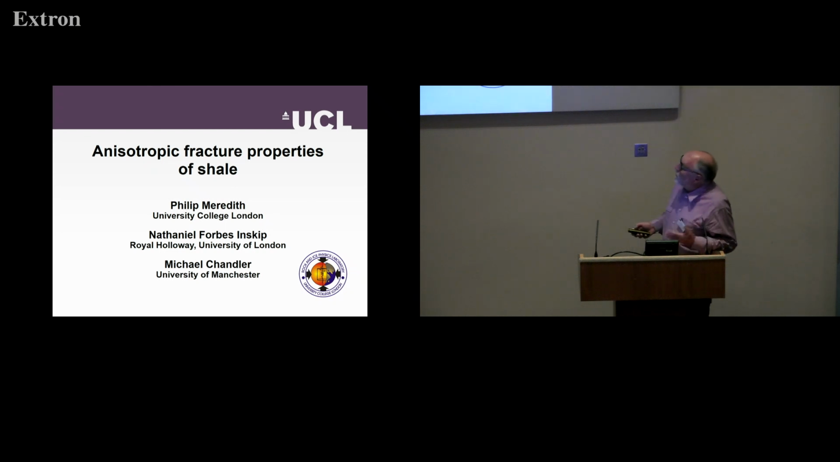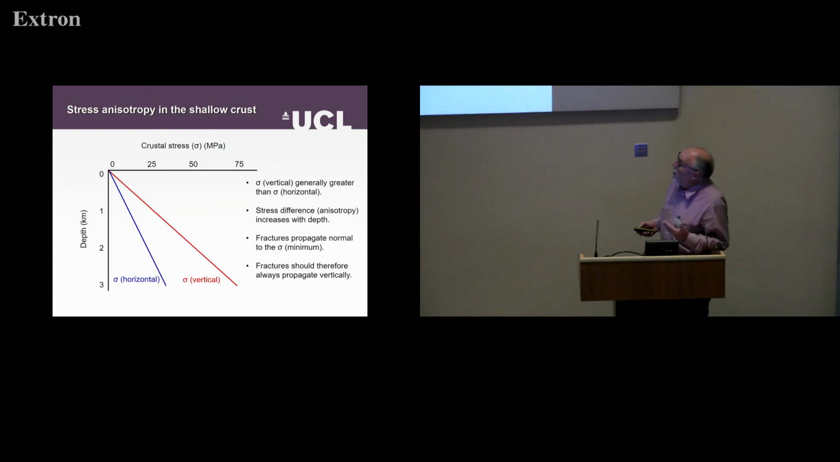So before talking about the actual anisotropic properties of the shale, I wanted to say a few words about the stress anisotropy in the shallow crust. This is a simplified cartoon of what we think is happening: generally the vertical lithostatic stress increases with depth faster than the horizontal stress, so that as we go to depth, we get an increasing stress anisotropy.